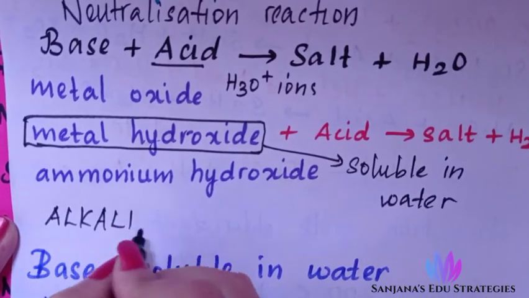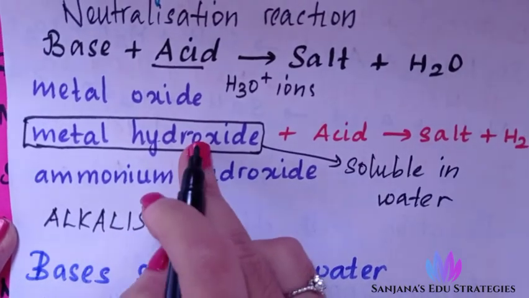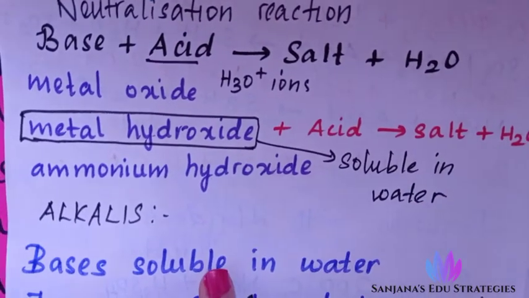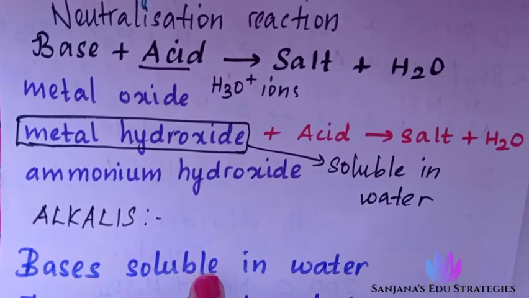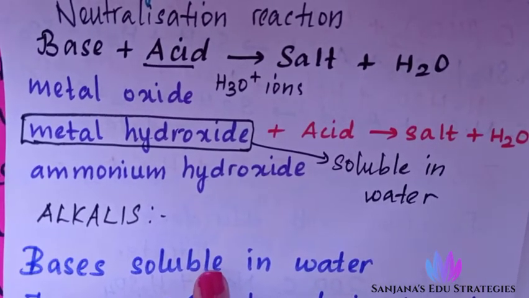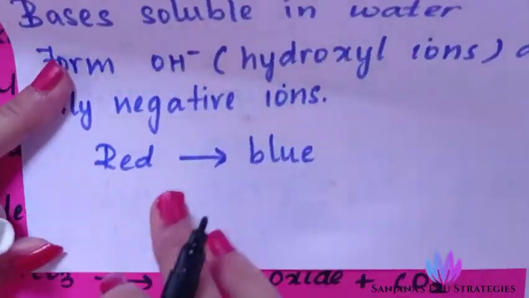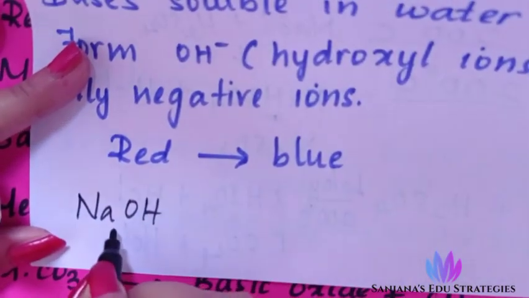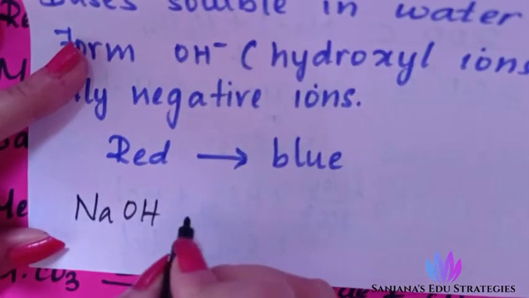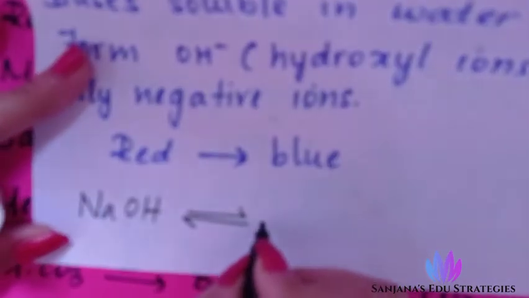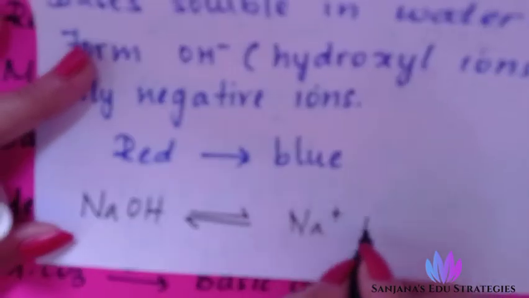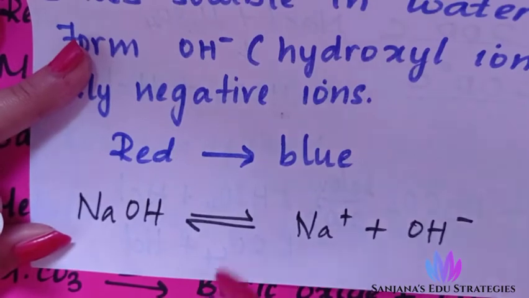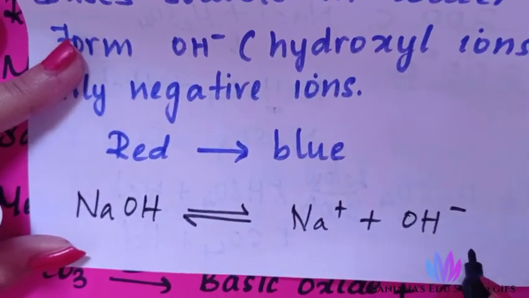Now we understood what is alkali. The metal hydroxides which are soluble in water, and they produce only negative ions, that is known as alkali. Now listen, I am taking a metal hydroxide as an example, NaOH. This is a metal hydroxide which is soluble in water. So in water it produces Na plus and OH minus ions.